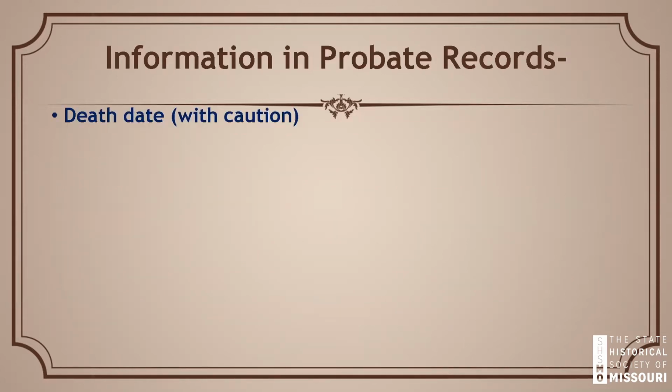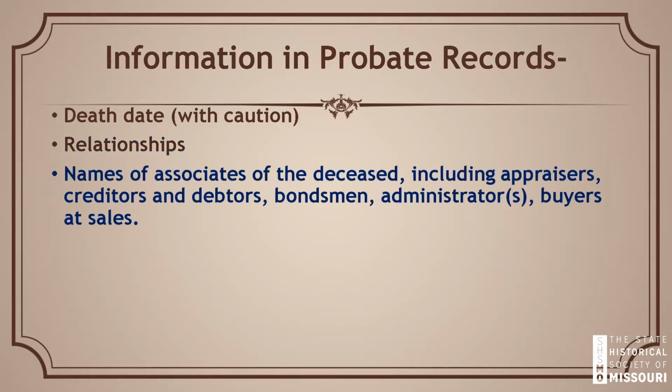So what are you going to find in a probate record? First of all, with caution, you can infer a death date. Oftentimes, probate happens very quickly after a person's death. The quicker, the better, because otherwise you open things up for more legal action later. You can get relationships. Oftentimes, you'll find explicit mentioning of how people are related to the deceased in a probate procedure. Names of associates of the deceased who were involved in different steps of probate, including appraisers, creditors and debtors, bondsmen, those who provided money to back up bonds related to probate, the administrators, and buyers at sales. All of these were oftentimes friends, associates, or neighbors, the so-called fan club.